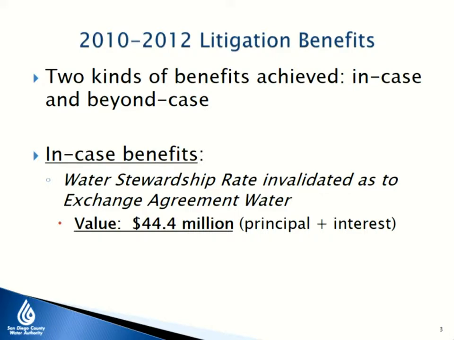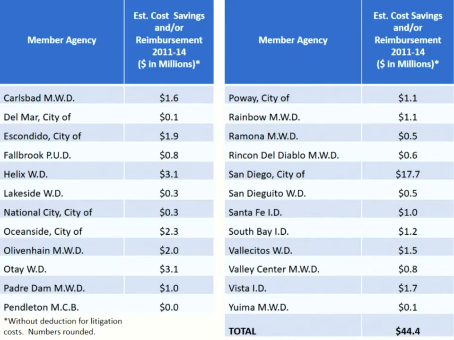Next slide. If you took that $44 million, $44.4 million and broke it out by agency here based on water sales, this would be the numbers that come out. These are approximate numbers, there's some rounding that occurs, and therefore if you added all these numbers up, as I did, and see it comes to 44.3 instead of 44.4, it's because of the rounding issue. But this is how they would break out by agency if you were to list them that way. This doesn't count the litigation costs, of course, that were expended, and the numbers are rounded.